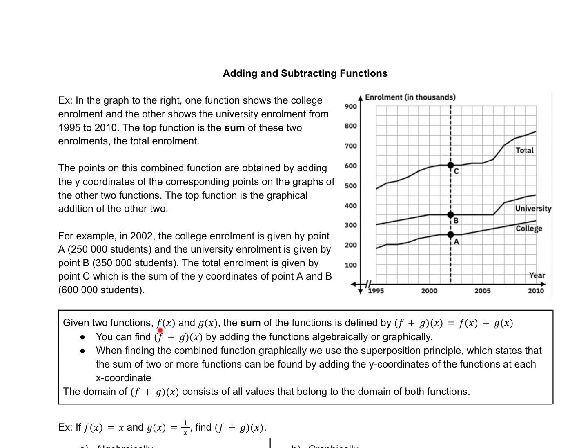So in terms of notation, if you're given two functions, f of x and g of x, the sum can be shown as f plus g of x or f of x plus g of x. And this function can be found by adding the functions algebraically or graphically. And again, it's about adding the y-coordinates. And in terms of the domain of the sum function, it consists of all the values that belong to the domain of both functions. So if you compare the domain of the two functions, you find that overlapping region, that would be the domain of your combined function.